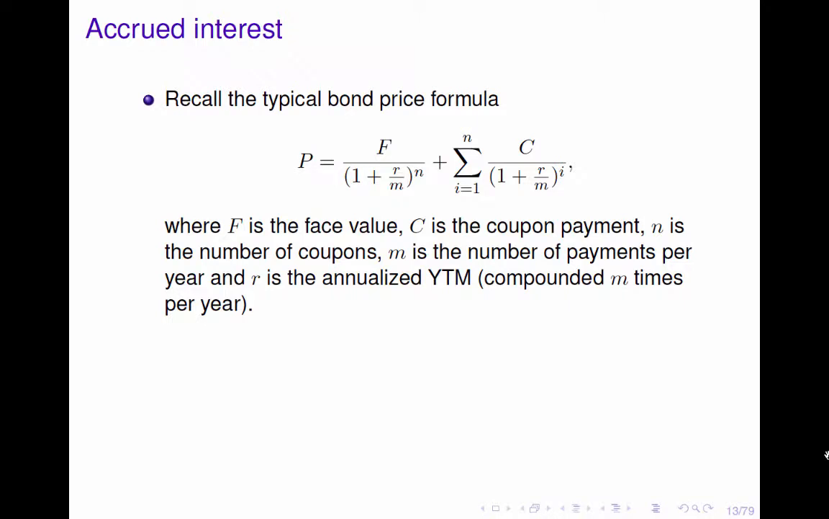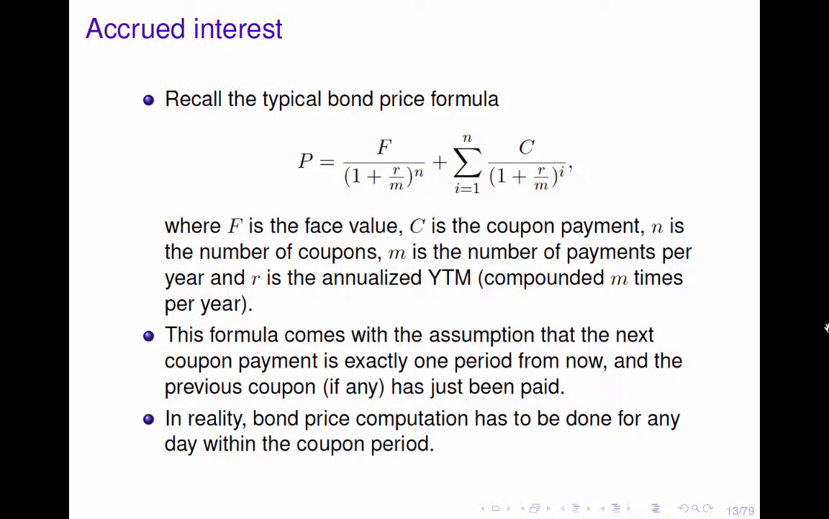Now we're ready to calculate bond price between two coupon payments. First, let's record the typical bond price formula. In this formula, capital F is the face value, capital C is the coupon payment, N is the number of coupons, M is the number of payments per year, and R is the annualized yield to maturity, which is compounded M times per year. This formula assumes that the next coupon payment is exactly one period from now, and the previous coupon, if there is any, has just been paid.